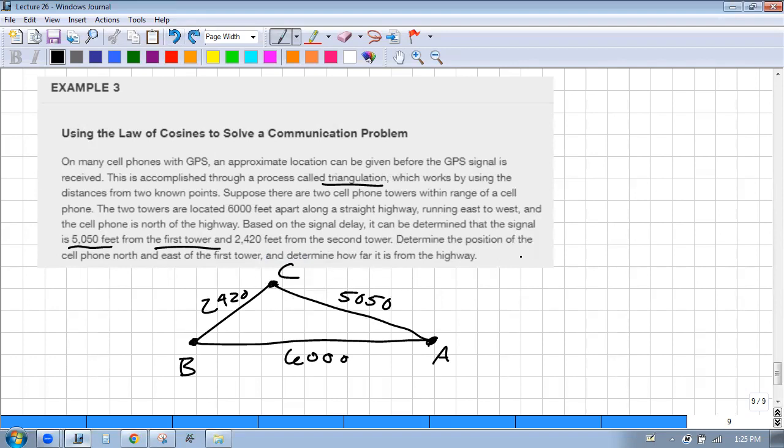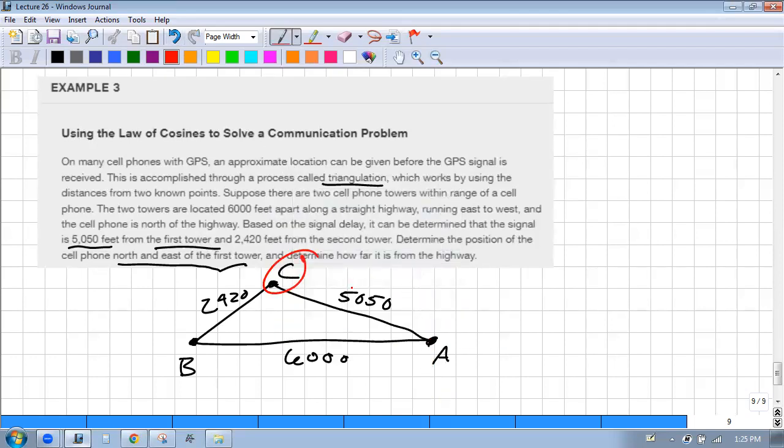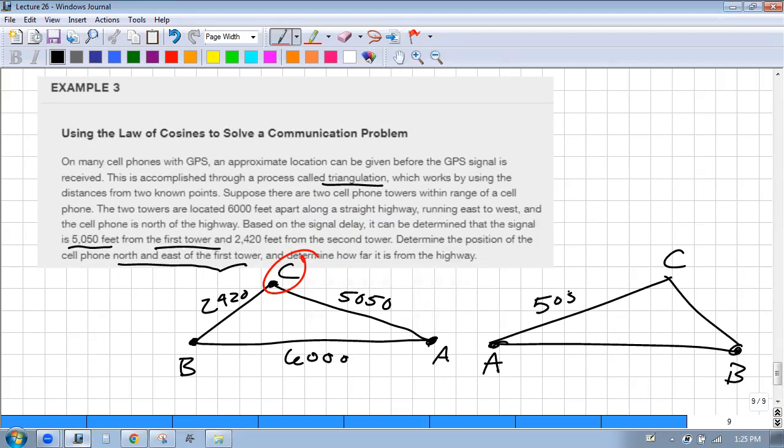But then they say determine the position of the cell phone north and east of the first tower. Well, if I call this the first tower, the cell phone is not northeast, it's northwest, right? So I drew the triangle wrong. I picked the wrong thing to be the first tower. So what they must mean is this. This is the first one. This is the second one. There's the cell signal. This is 50-50. This is 2,420, and this is 6,000.